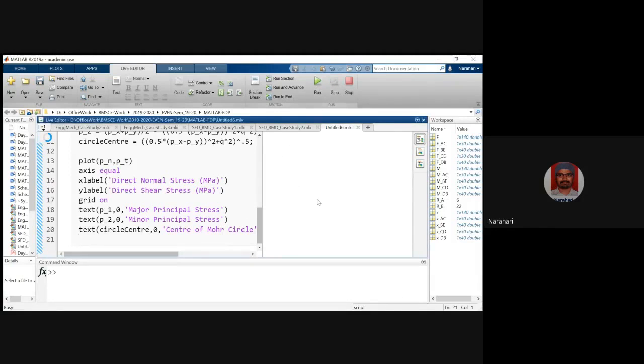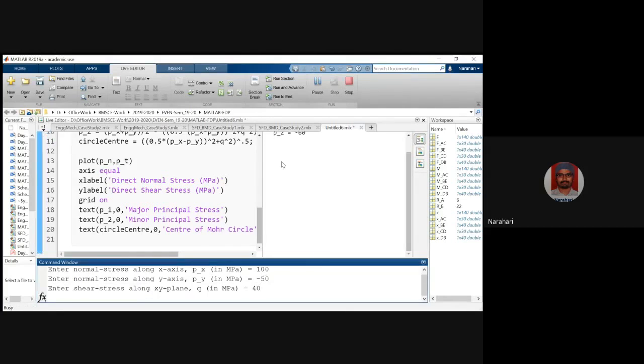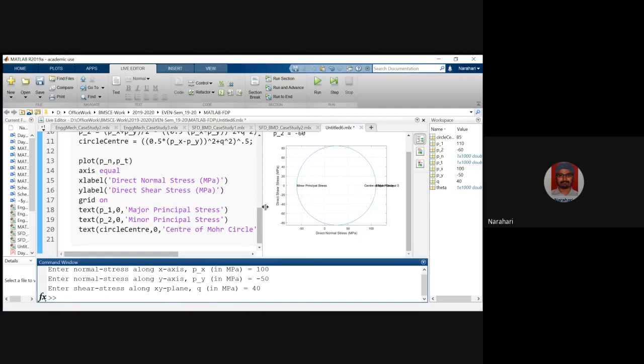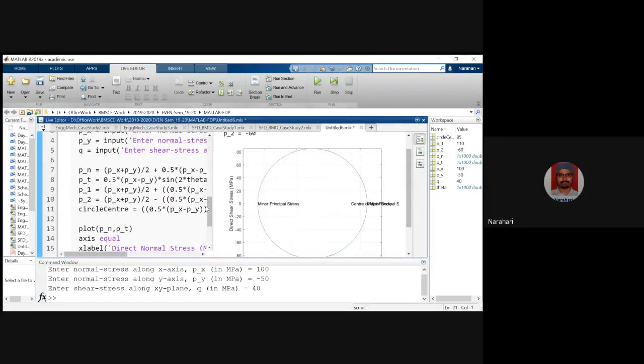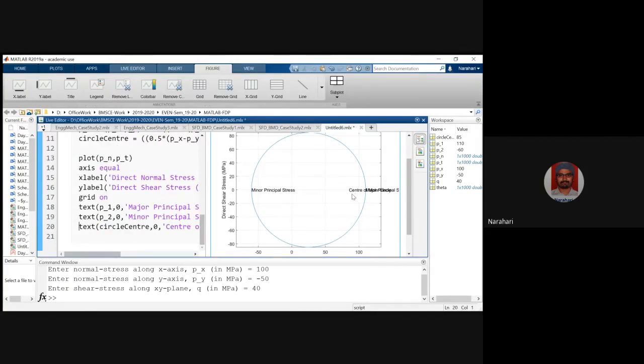Run this. So you can see here, it is asking for some stresses to be given. So I'll give some random values. You can see that this is the Mohr circle with, okay, where is the minor principal stress, where is the major principal stress. This should actually come a little bit this side, but that's probably due to display problem. That center is somewhere here, but it is being shown somewhere to the right side. So this is what you get as the Mohr circle.